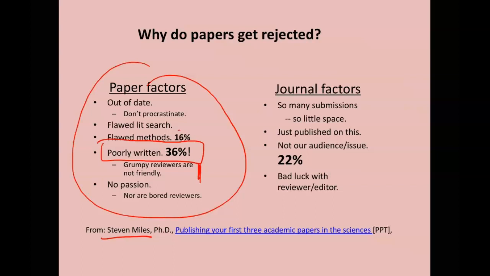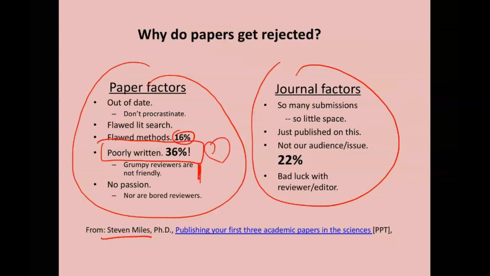And only 16% based on the study is really because the methods are flawed. So if a paper gets rejected based on something that happens in the paper, it's usually because it's poorly written. The good news is that you can definitely remedy this, right? Because you're now becoming brilliant writers, and you already are, so that's going to work in your favor.